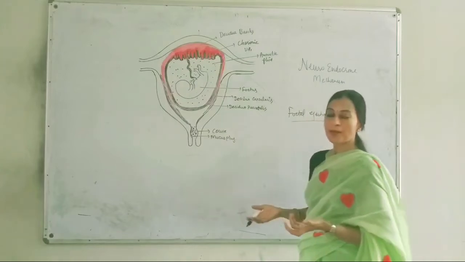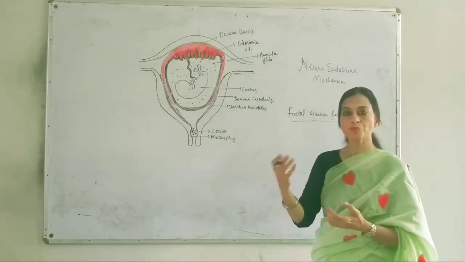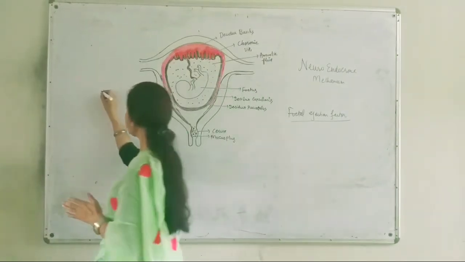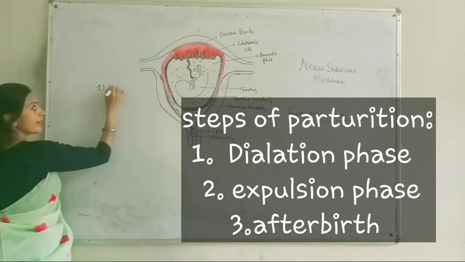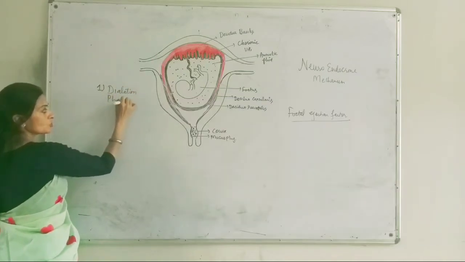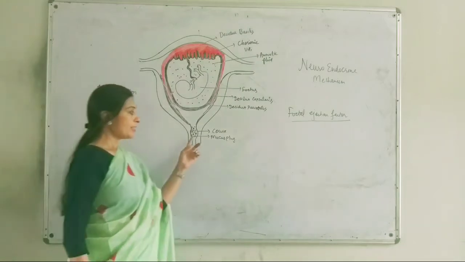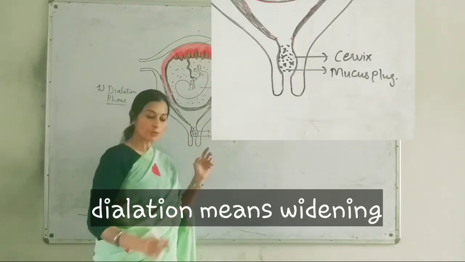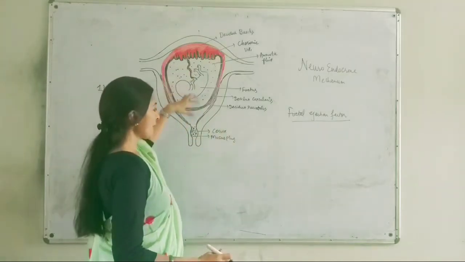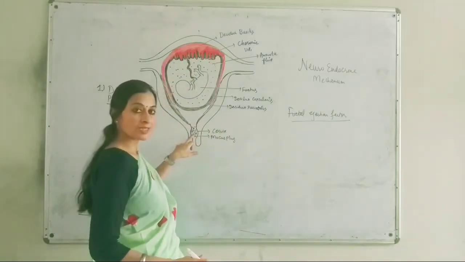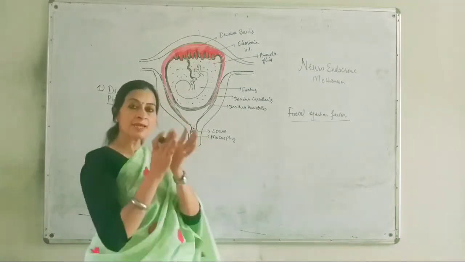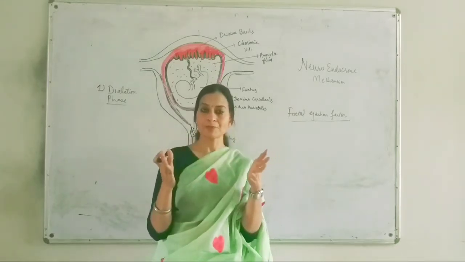Now let's study the steps of the parturition process. General steps of parturition. The first step is known as the dilation phase. Dilation phase includes dilation of the cervix region, because it is the space through which the fetus has to come out. There is the cervix and then there is the vagina. So these two areas have to expand themselves.